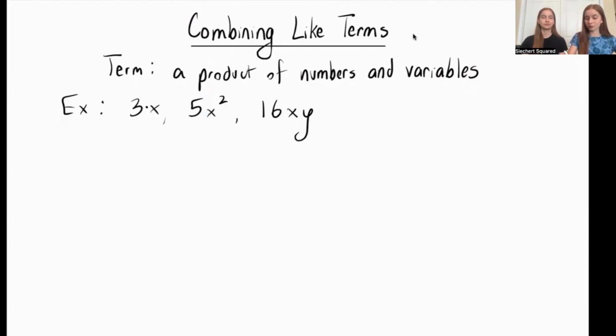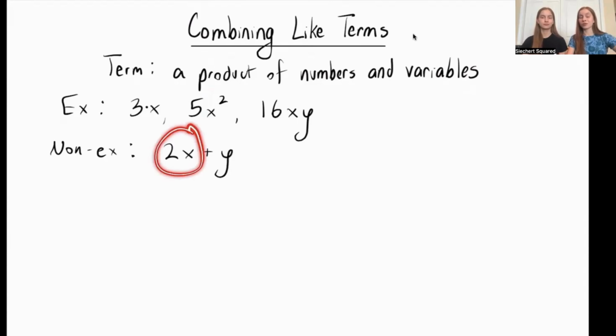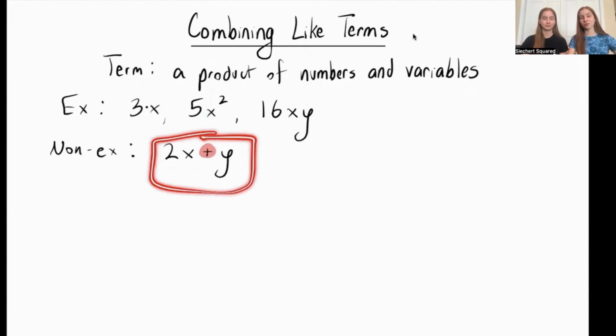Some non-examples, some things that might look like a term but technically aren't, would be something like this, 2x plus y. Right here, 2x on its own is a term. It's 2 times the x. Where we run into the issue is we are now adding the y, we're not multiplying the y. So if we had something like 2xy, that would be a term. It's all being multiplied right here. This does not count as a term because we're adding instead of multiplying.